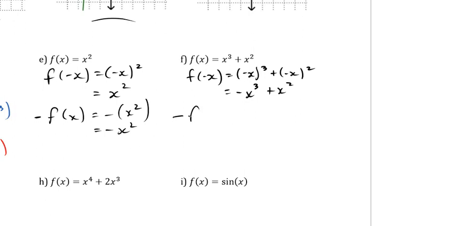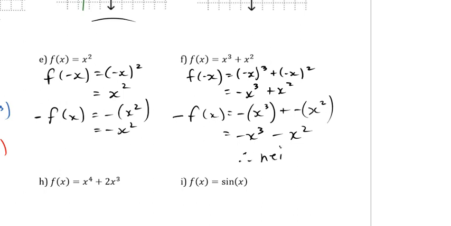Let's try this. Negative f at x is negative x cubed plus negative x squared. So this is negative x cubed minus x squared. None of those three lines are the same. That one, and that one are all different. Therefore, neither. Sorry, this one should be therefore neither.